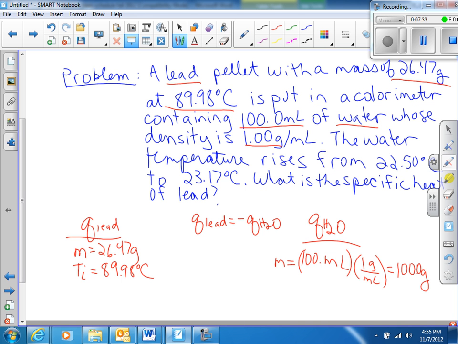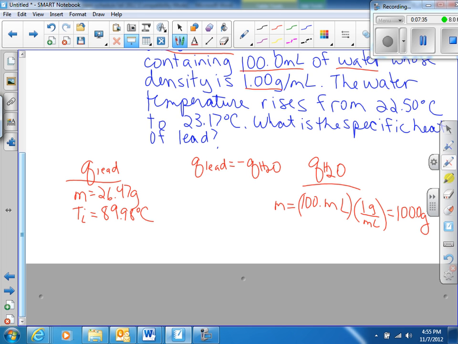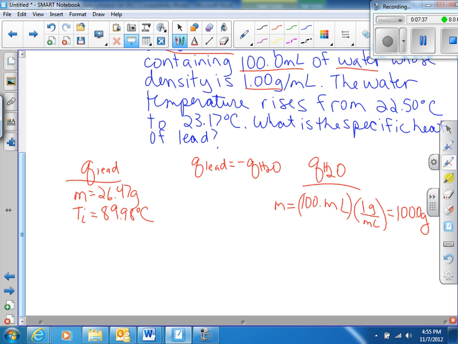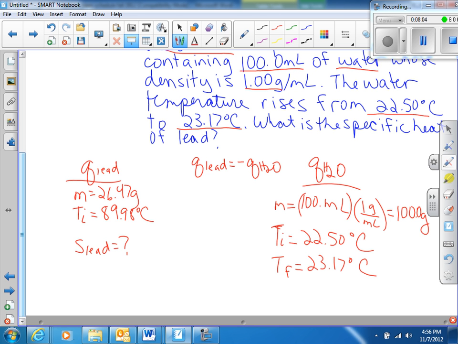The water temperature rises from T initial of 22.5 degrees Celsius to 23.17 degrees Celsius, and that would be our final temperature. What is the specific heat of lead? S of lead is what?